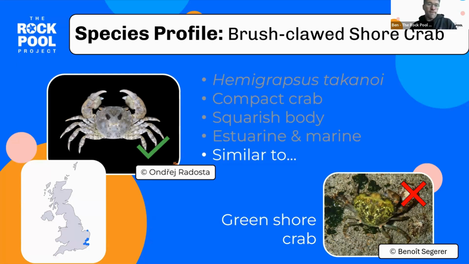So the main thing to look for there is the space between the eyes. The shore crab has teeth between the eyes, but the brush-clawed Asian crab is very straight between the eyes. So make sure you get a good picture of between the eyes, and also from the side of the eyes. They've also got teeth behind the eyes, which can be used to identify it.